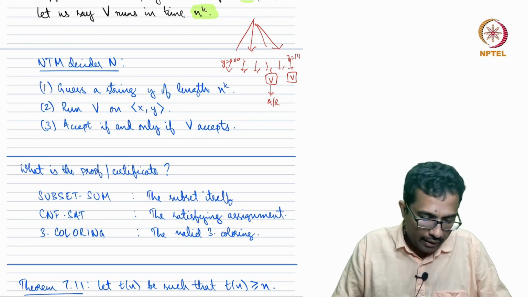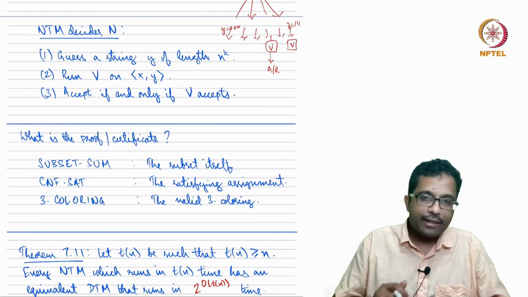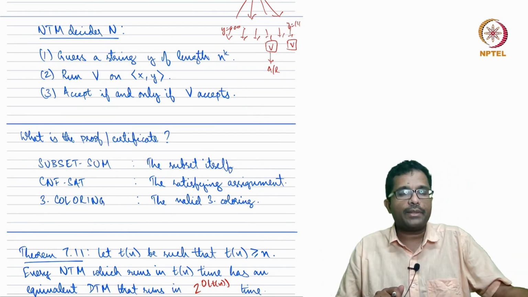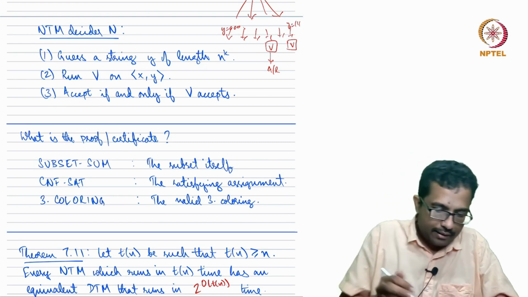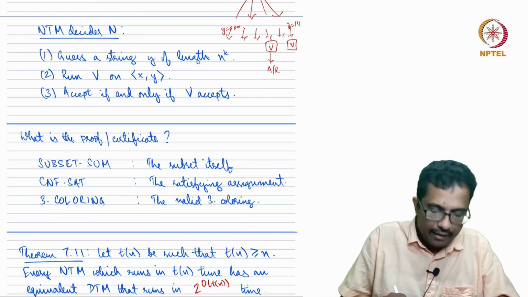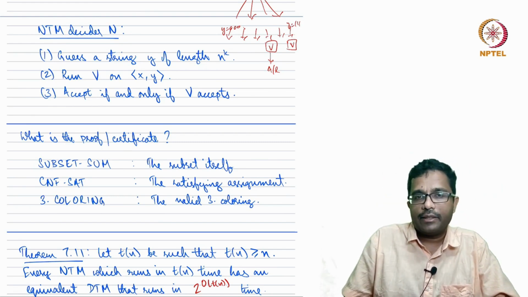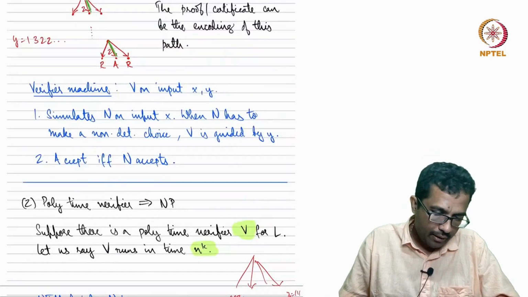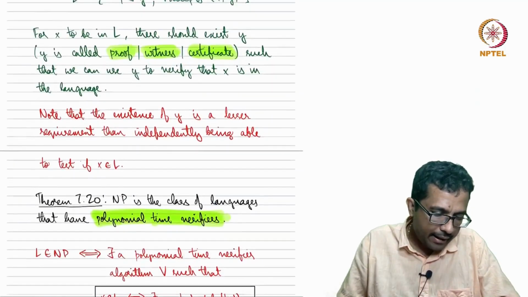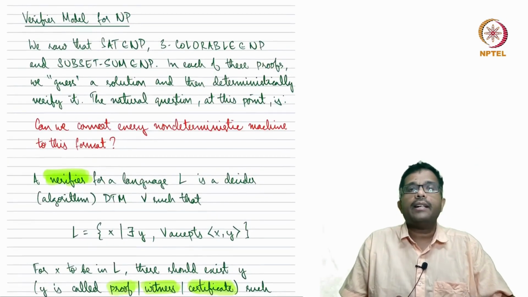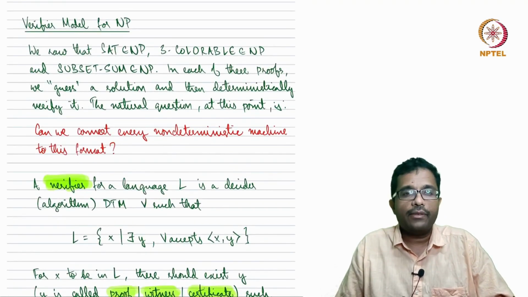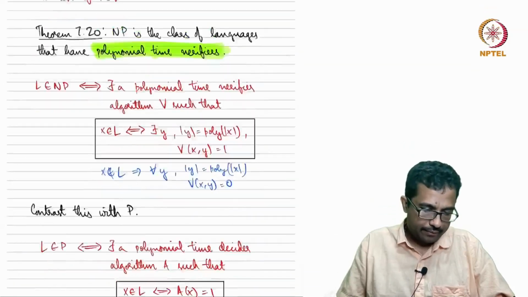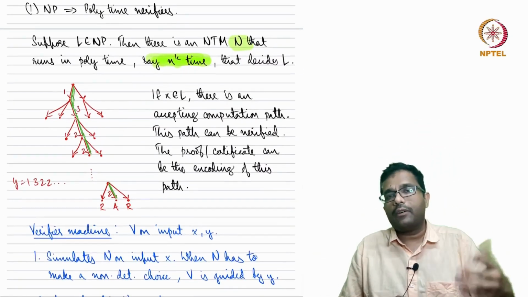So the proof here is something that is quite straightforward. In the case of subset sum, it is the subset that adds to the target sum. In the case of CNF SAT, it is a satisfying assignment. In the case of three coloring, it's the proper three coloring. So that completes the characterization of NP: NP is the class of languages that have polynomial time verifiers. So now this is another way to think of NP.